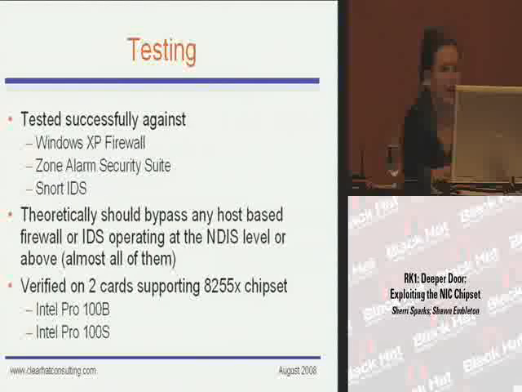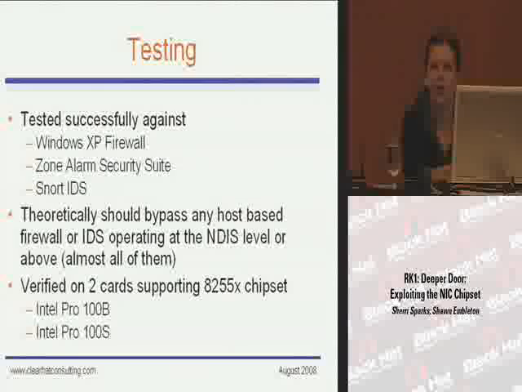We've tested our code against several commercial IDSs and firewalls. These include the Windows XP firewall, the ZoneAlarm security suite, as well as the Snort IDS. Theoretically, we should bypass any host-based firewall or IDS that operates at the NDIS level or above. We verified it on two cards that support the Intel 8255x. These are the Intel Pro/100B and the Pro/100S.